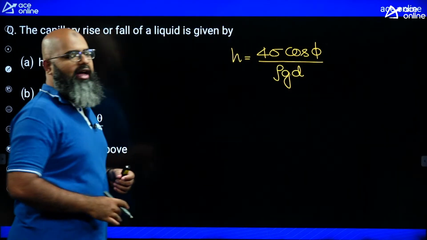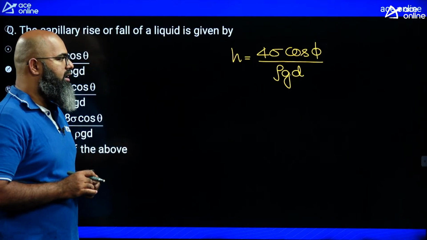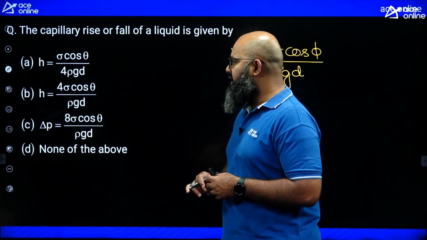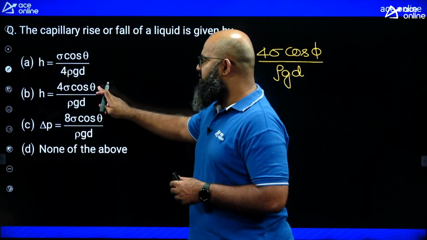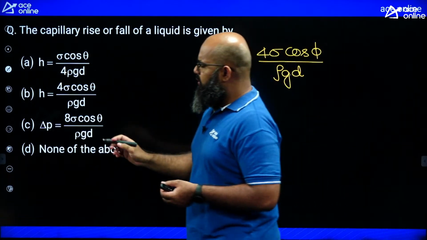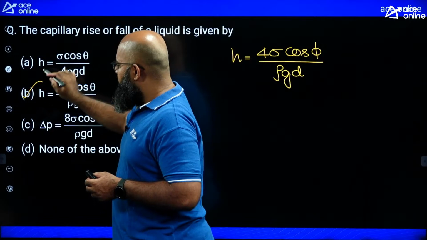This is the formula we have for capillary rise in a tube: h = 4 sigma cos phi upon rho g D. If you observe over here, we have this particular formula. I have written phi over here, they have used theta, same thing, don't worry. So the answer over here is B.